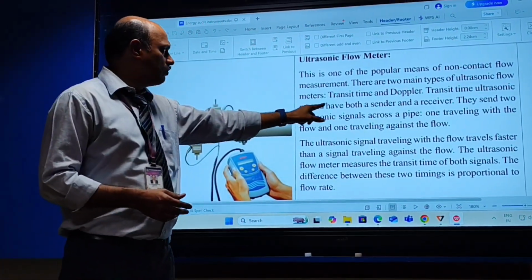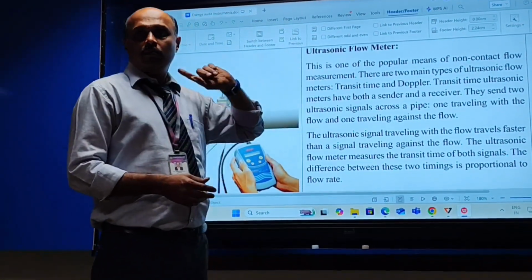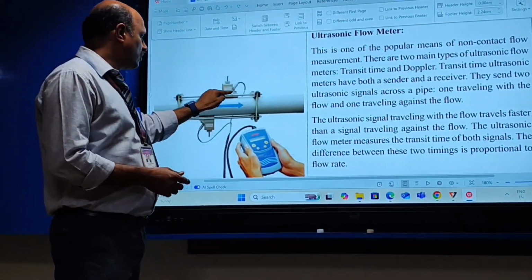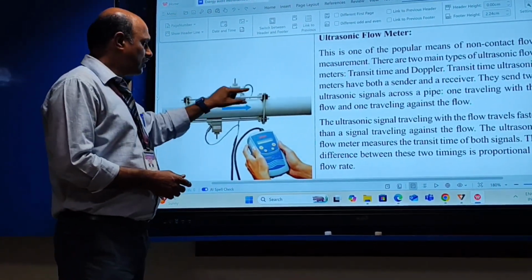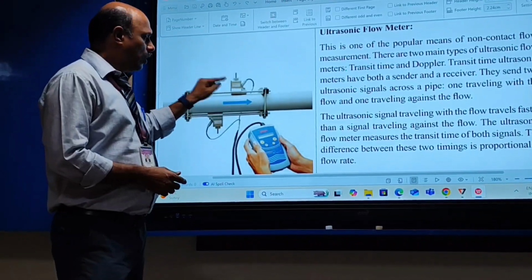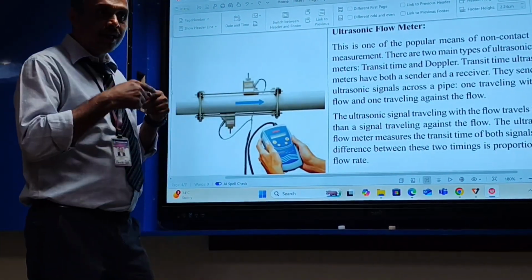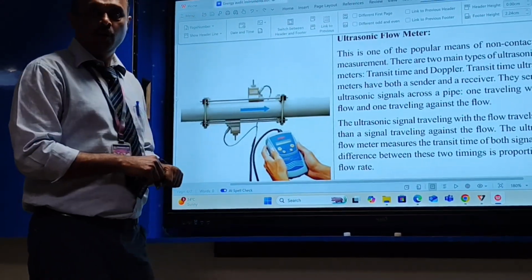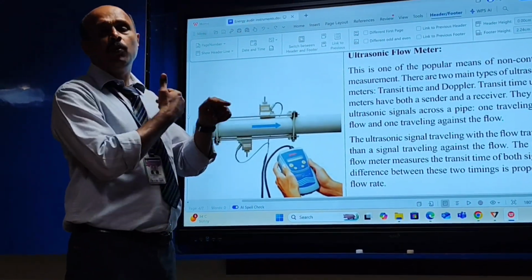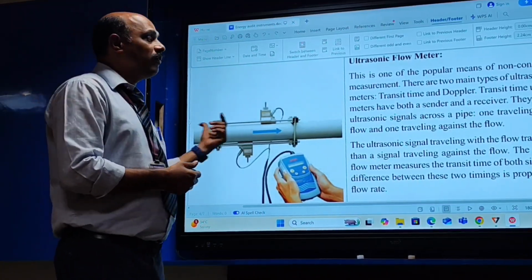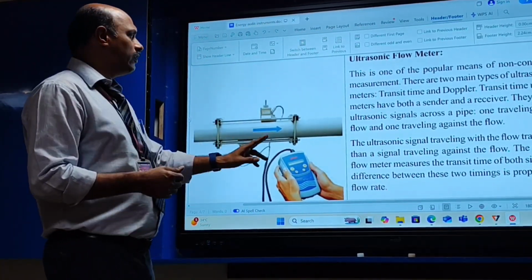Here they are going to use first the transit type method, second the Doppler type. Okay, in the transit type, we are going to fix two ultrasonic sensors inside this flow tube. We are going to send the ultrasonic waves. One is sent along with the flow of the fluid, and another one acts opposite to the flow of the fluid. The difference between these two gives the flow velocity.